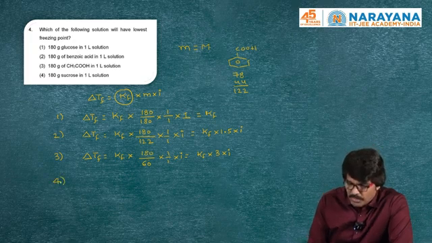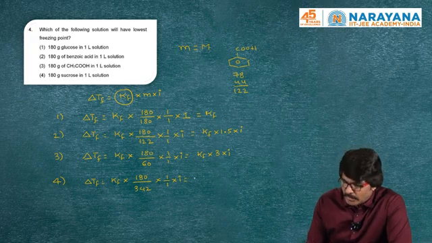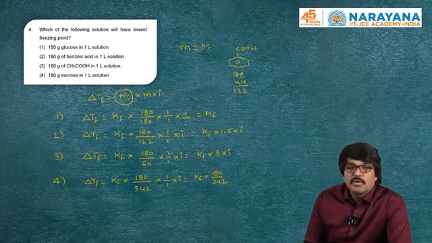And the fourth option says 180 grams of sucrose. Delta Tf is equal to Kf into weight by gram molecular weight into 1 by 1 into i. But here sucrose Van 't Hoff factor is 1. So it will be something like Kf into 180 by 342. So the depression in freezing point we are finding, based on that, we can compare the freezing points of the 4 solutions.